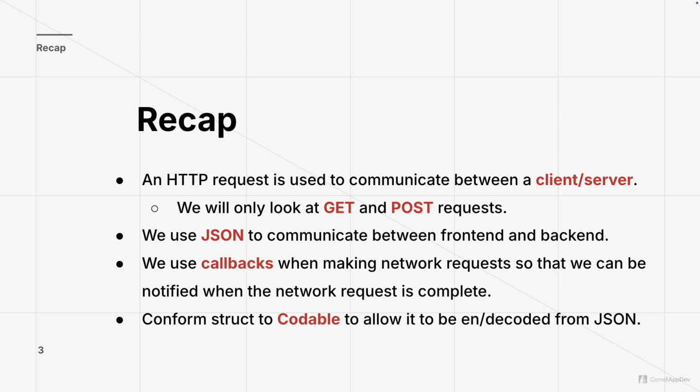Okay, and then lastly, we need to have all of our models that are being used in networking conform to this protocol called Codable, which basically has 2 protocols inside of it, Decodable and Encodable. That will allow us to decode the JSON into our struct and vice versa, get the JSON from our struct. Okay, any questions about that before we move on?